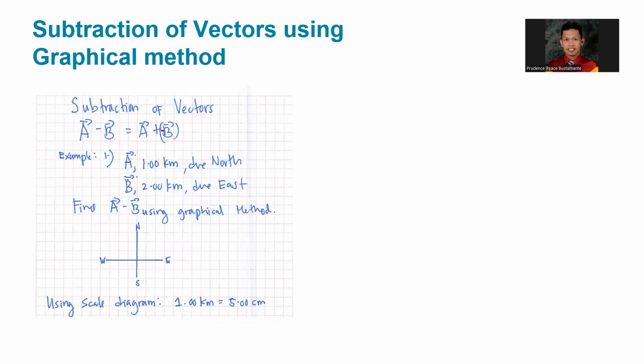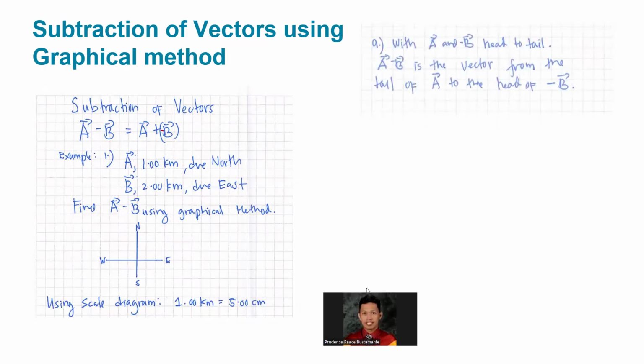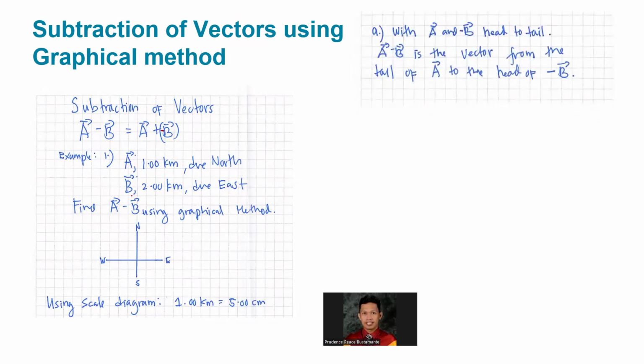So say for example, you are given 1.0 kilometer due north and 2.0 kilometers due east. Find A minus B using the graphical method. So this is our diagram. We're again gonna scale these kilometers to centimeters. So our 1 kilometer will become 5 centimeters and our 2 kilometers will become 10 centimeters.